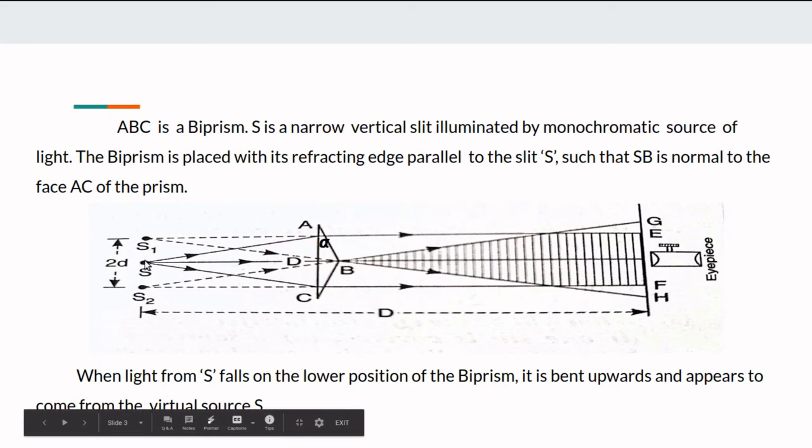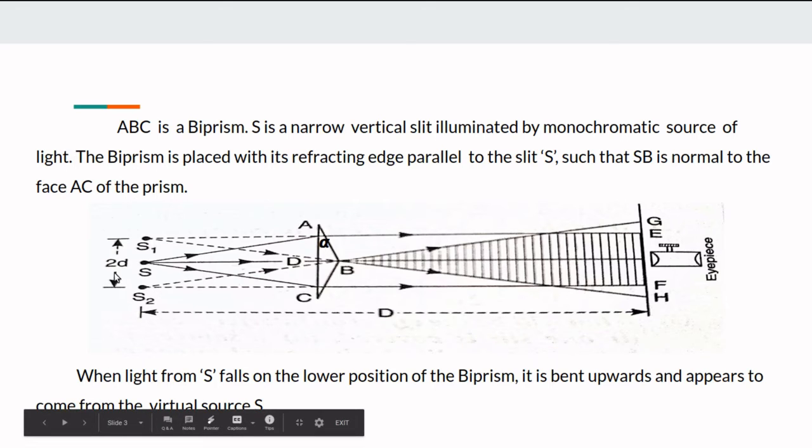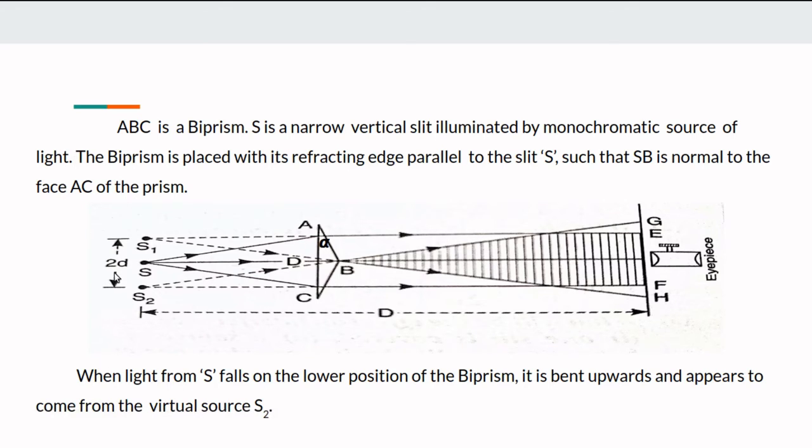In this figure, the distance between the two virtual coherent images is denoted by 2d, and the distance between the source, that is the slit, and the screen placed in front of the biprism is capital D. D is the distance between the source and the screen. 2d is the distance between two virtual coherent sources S1 and S2. As the refracting angles are small, S1 and S2 are very close to each other, and the distance between S1 and S2 is very small.